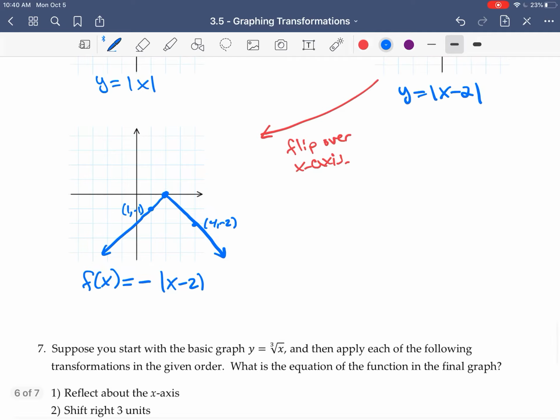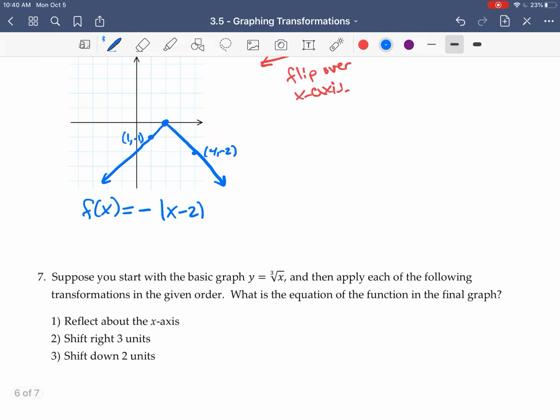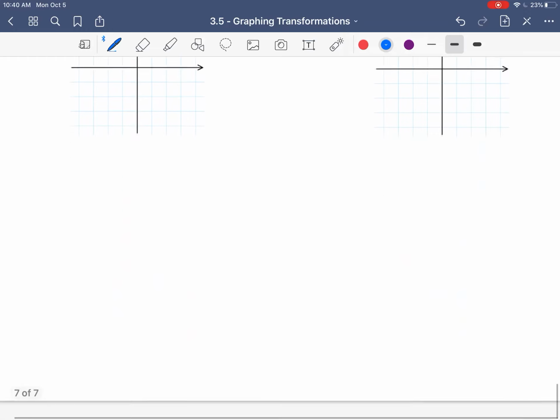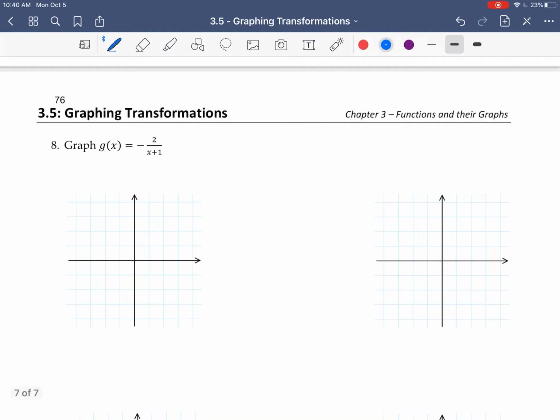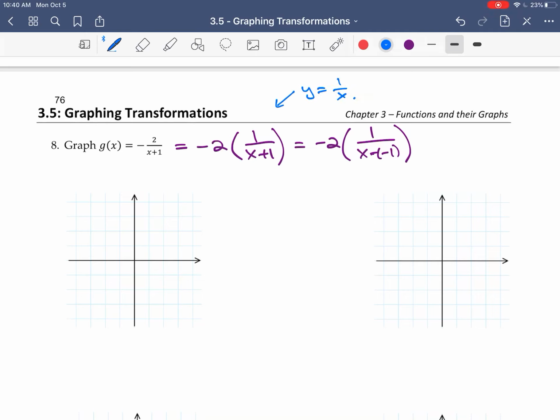Now I'm going to skip this example and this last example for you, so give those a try. This one is combining. It might be nice to note that you might want to write this as -2 times 1 over x plus 1, which is actually -2 times 1 over x minus -1. So the graph that you're going to start with here is the 1 over x graph. Keep that in mind when you're doing that.